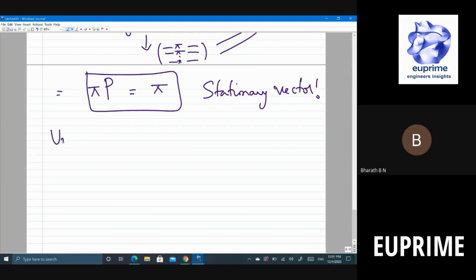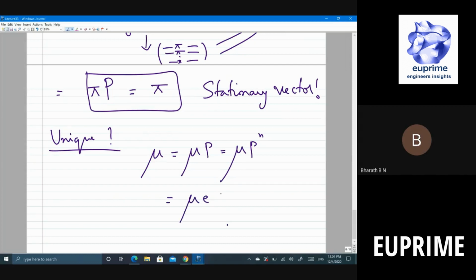Now the next question is uniqueness. Is it unique? Well, I think we saw that in the last class, right? So suppose mu is another vector such that mu is equal to mu P, which is also equal to mu P power n. But P power n is what? Mu times, I can write it as E pi, but mu times E is 1, right? Therefore, it's pi, right? So that's the proof that this is the unique stationary vector of the Markov chain.